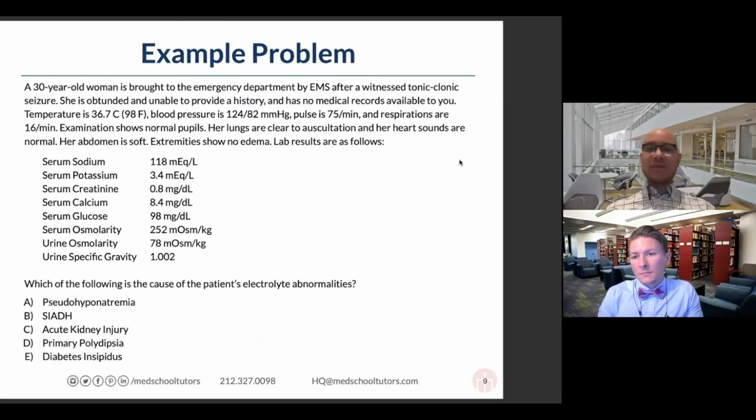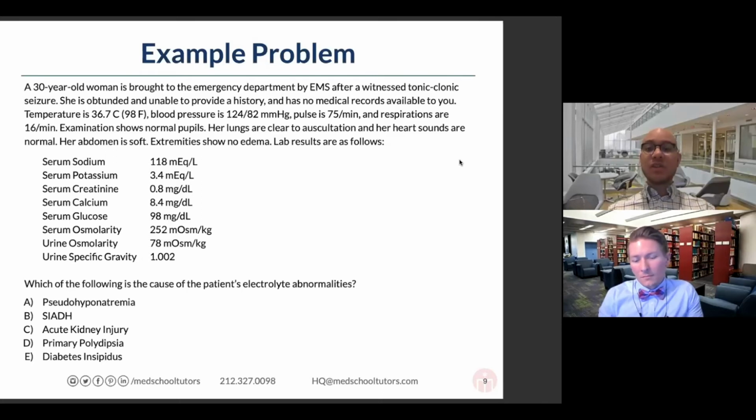Obtunded, unable to provide history, no medical records, afebrile, blood pressure is fine, pulse is fine, respirations are fine, vital signs look good. Examination shows normal pupils, lungs are clear, heart sounds are normal, abdomen is soft, extremities show no edema, and we have some labs to interpret.